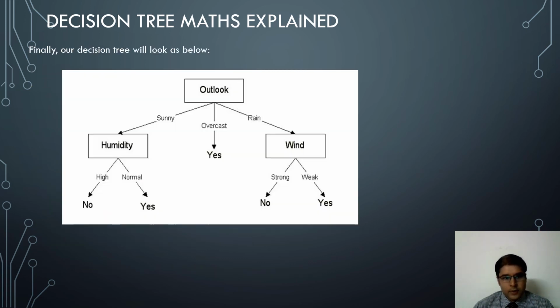Finally, our decision tree will look as below. So first is outlook, and then sunny and rain will be other features. And basically, this is the final decision tree that will give us yes and no cases.